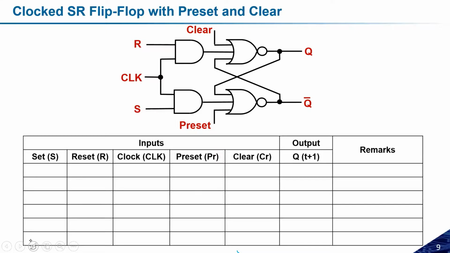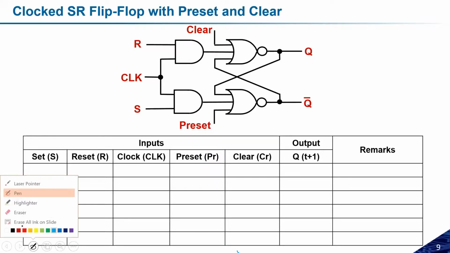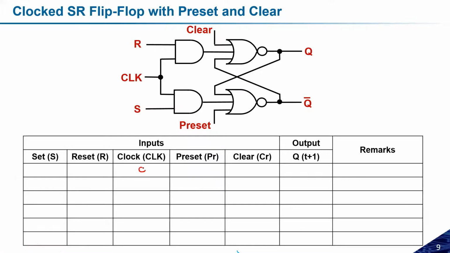if the clock pulse is equal to 0, okay, let me change the color. If clock pulse is equal to 0 and preset is equal to 0 and the clear is equal to 1, this is the first case where we are considering the clock equal to 0, preset equal to 0, clear equal to 1.